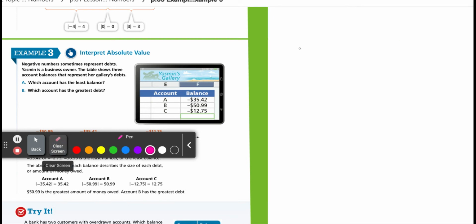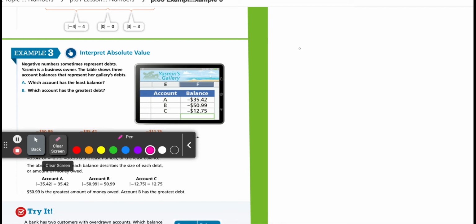So now let's start looking at this first question. Example 3 says, negative numbers sometimes represent debts. Debt just means if there's like a negative amount of money, if you owe money. So Yasmin is a business owner. The table shows 3 account balances that represent her gallery's debts.